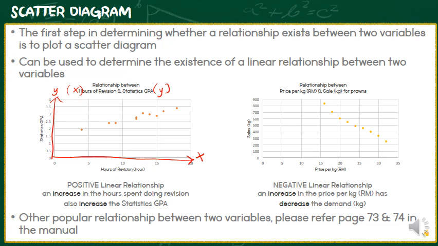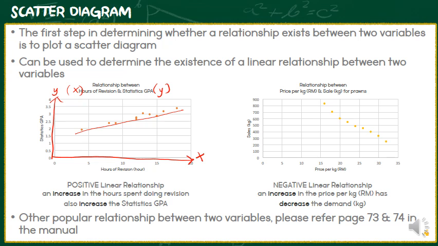And you tengok dekat sini, apabila X bertambah, Y makin bertambah. You tengok dekat sini, nampak lebih kurang macam tu. A positive linear relationship is an increase in the hour spent doing revision also increase the statistics GPA.